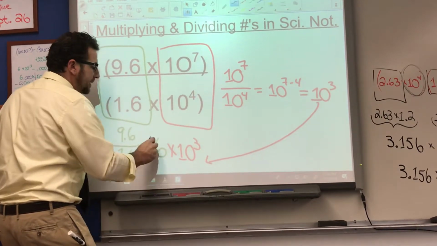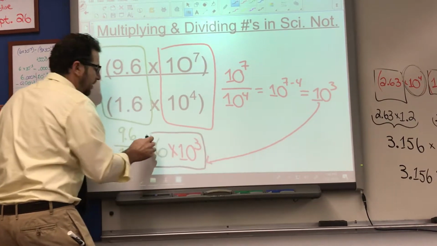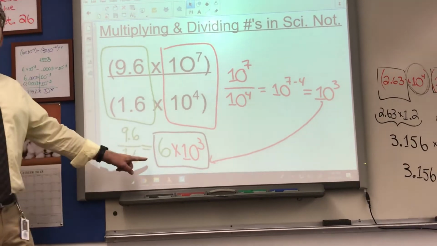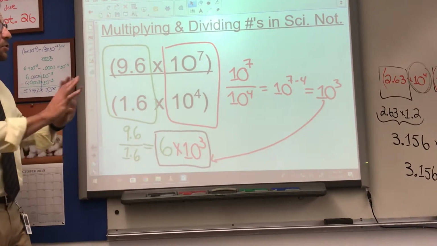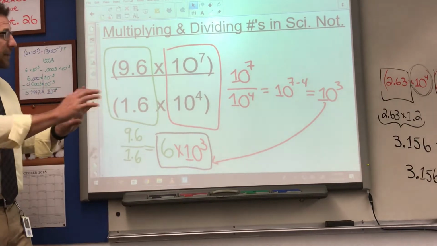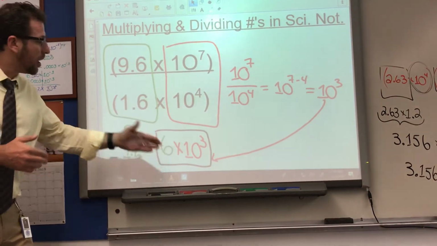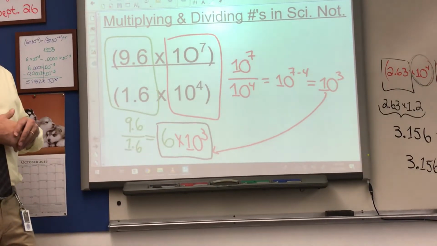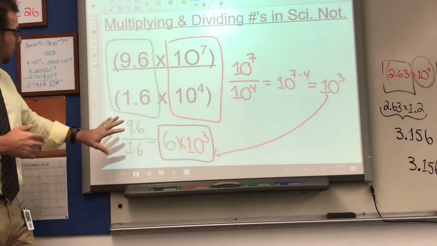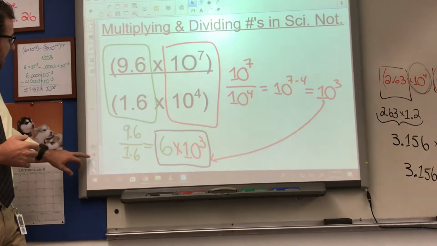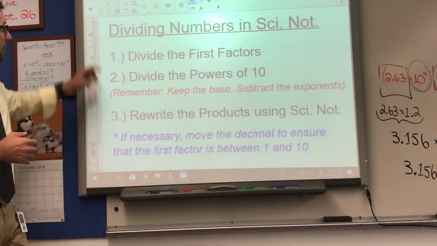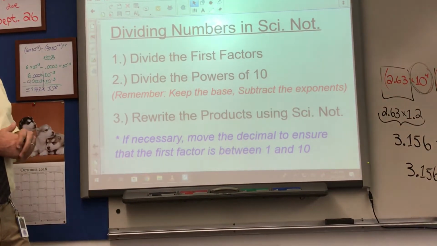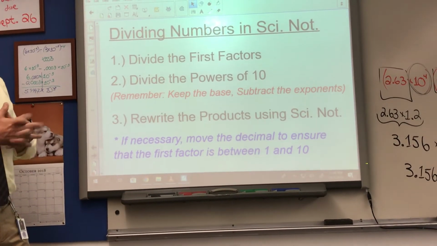The beauty of this is that my answer already has the first factor between 1 and 10, so there's no need to rewrite this in scientific notation because my answer automatically comes out in scientific notation. Okay? So again, when we're dividing numbers in scientific notation, I'll leave this up here for a second for you to take a look at, but pretty much the same process as multiplying.